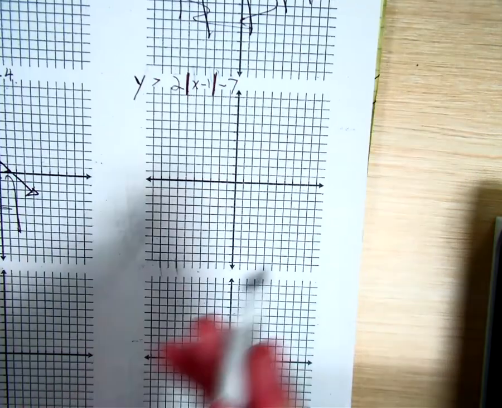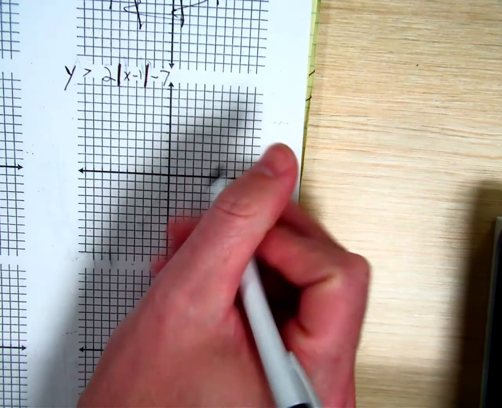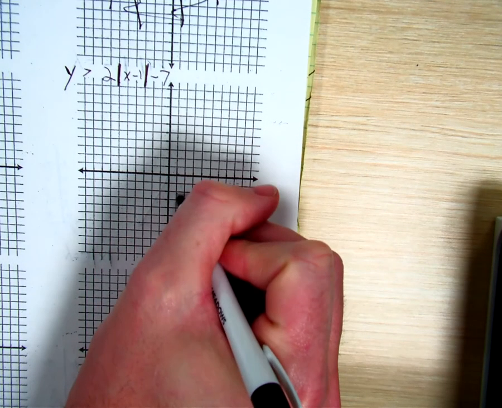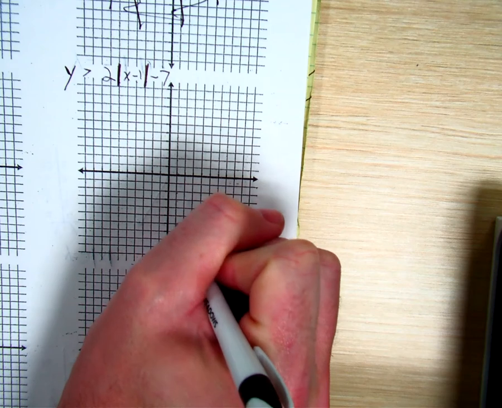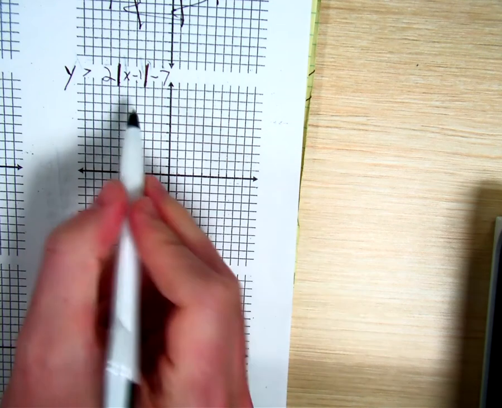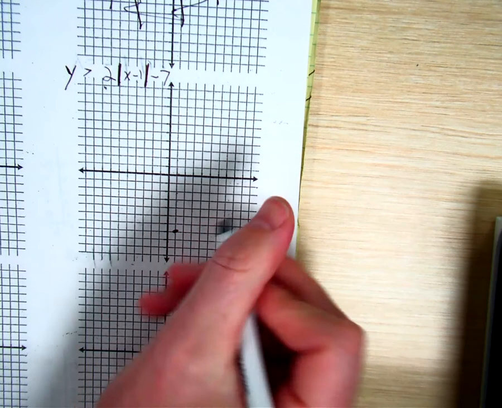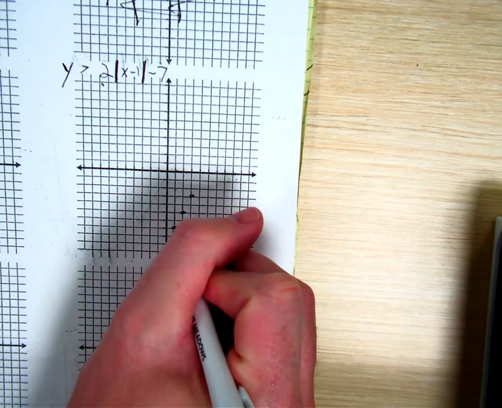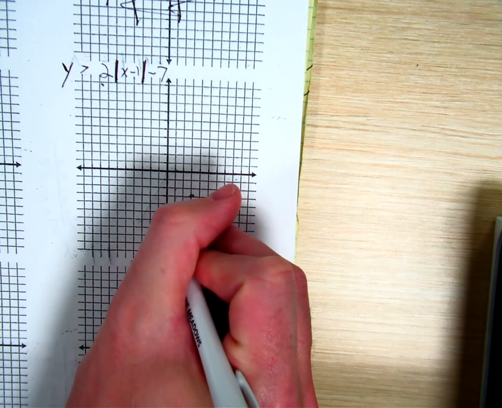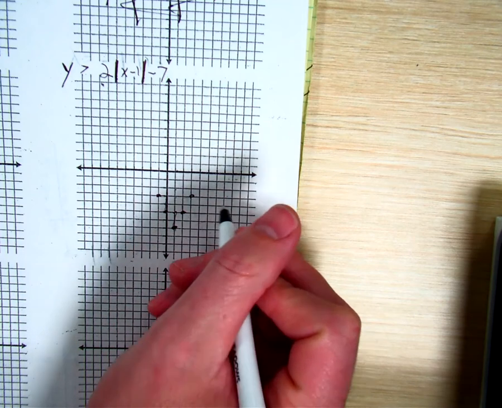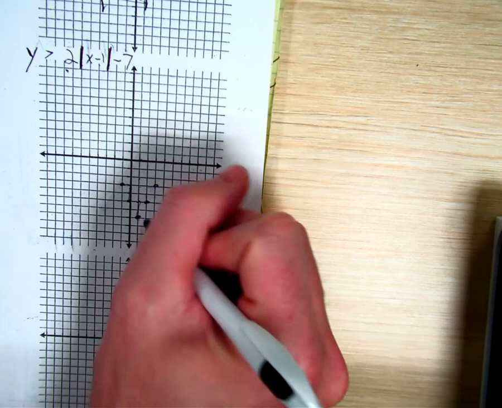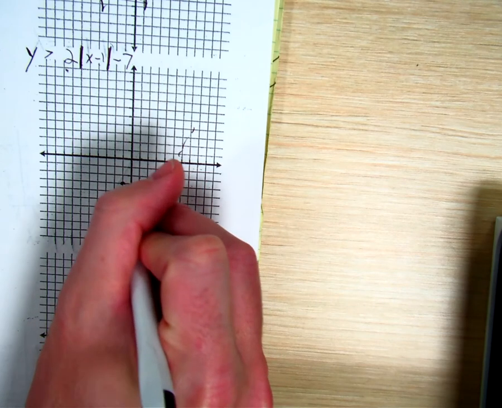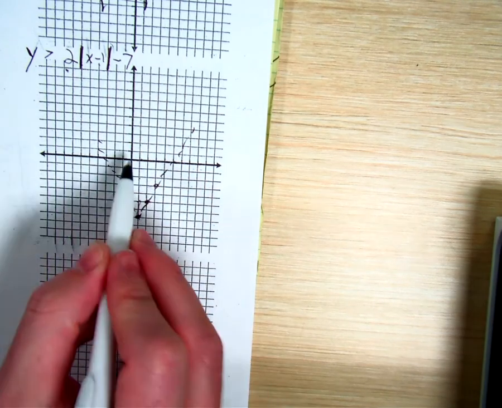And then on this one, we move 1 to the right, 7 down. 1, 2, 3, 4, 5, 6, 7 down. Multiplier of 2, so I'm going up 2, out 1. Up 2, out 1, both directions from my center point. Greater than, dotted lines, and shade up.